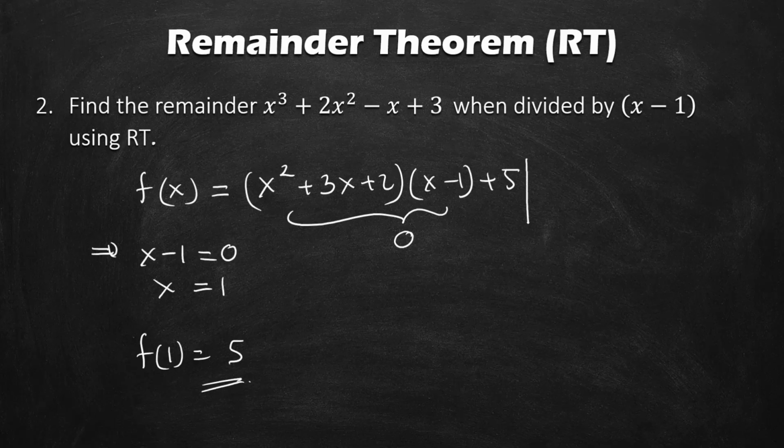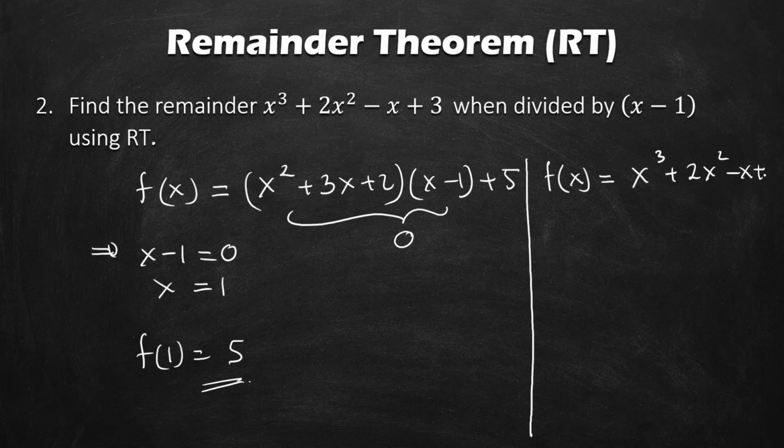But here the same thing. Don't forget that f(x), as I said before, is actually x^3 + 2x^2 - x + 3. So same thing, if I choose 1 as the value and substitute it, then 1 + 2(1)^2 - 1 + 3, the result is the same, 5.